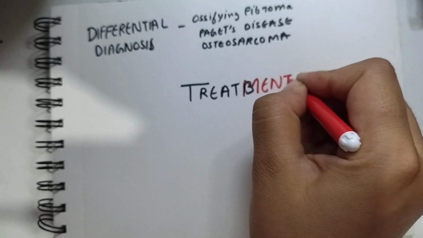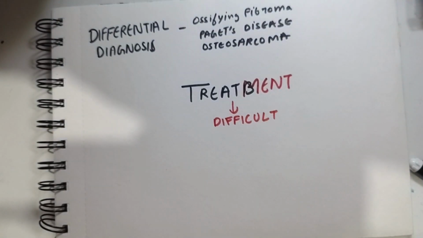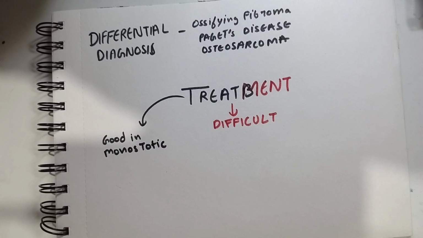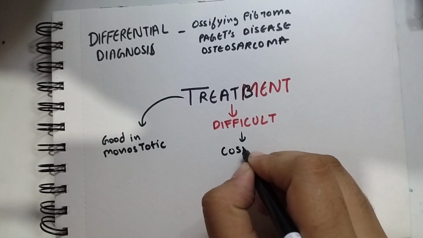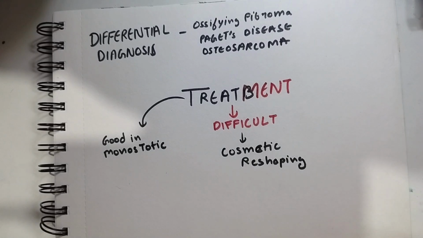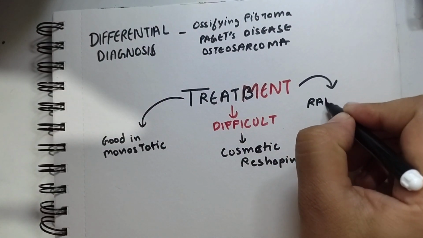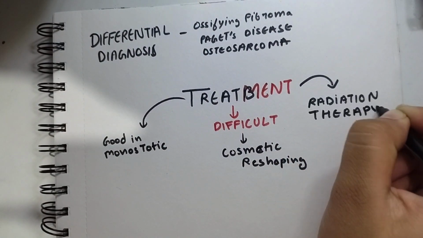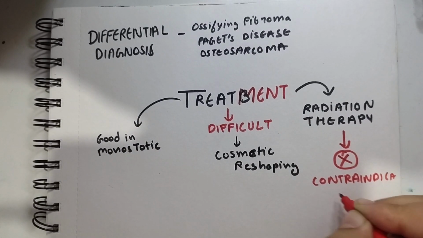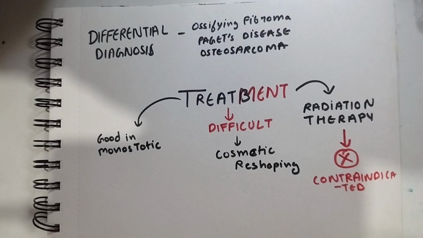Now, how are you gonna treat this disease? Well, we all know it is going to be difficult in the polyostotic. Why? Because how are we gonna excise it if it is fused with the surrounding bony structure? But what can happen in this is cosmetic reshaping can be done. In monostotic, it is good, and especially radiation therapy is contraindicated because it can lead to osteosarcoma. We don't want to increase the disease.